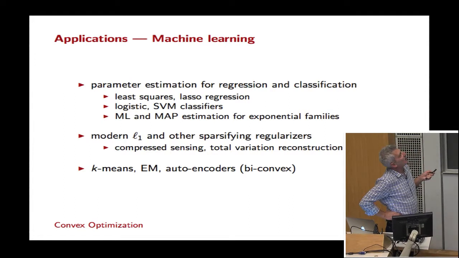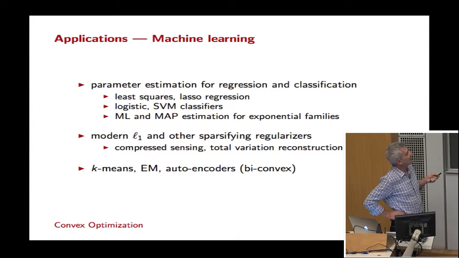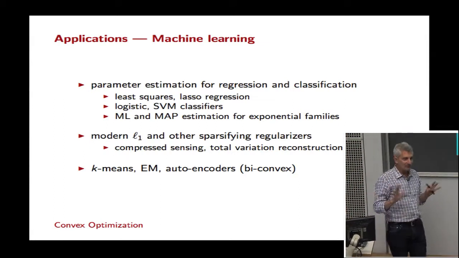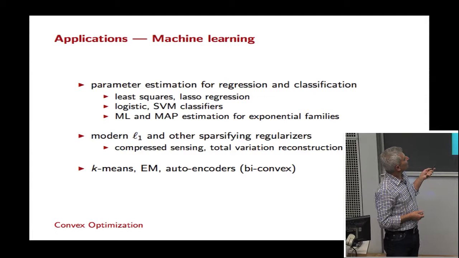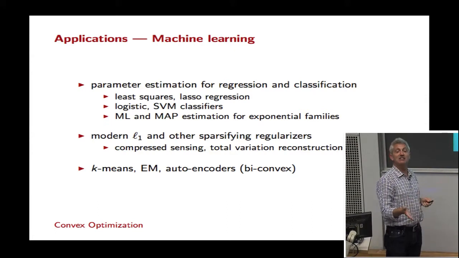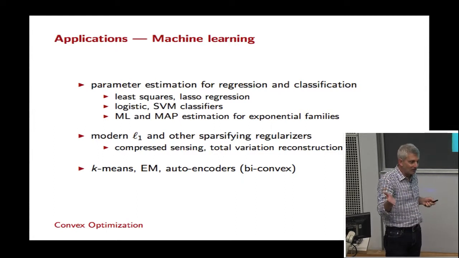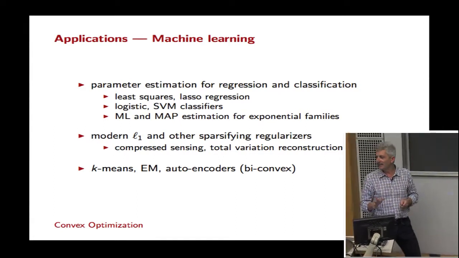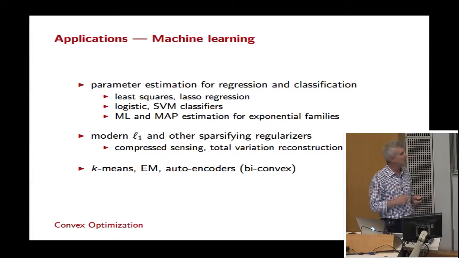So you want to estimate parameters, say for regression or classification. And these are almost generically convex problems. Well, many of them. The general form is this. If you're doing either maximum likelihood or MAP estimation for any exponential family, that's just a convex problem. I mean, there are some things being hidden in there, but roughly, that's technically true.